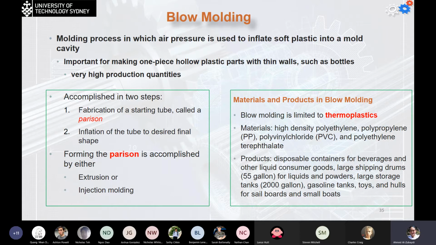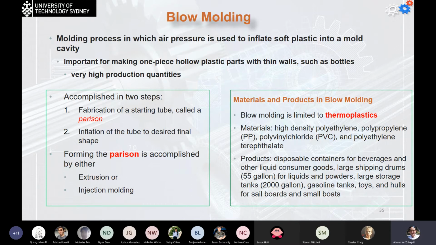To accomplish the process, we need to do it in 2 steps. First, the fabrication of the starting tube, which is called the parison, and we can make the parison by the extrusion process. And the second one is going to be the inflation of the tube to the desired final shape, and this is done by sending higher pressure inside the parison, of course at high temperature, and then it's going to be inflating and attached to the wall of the mold.